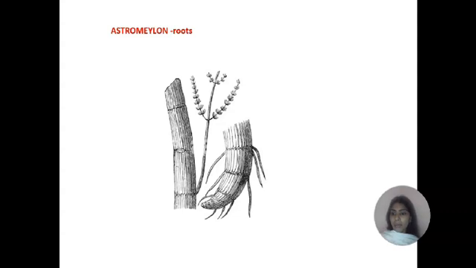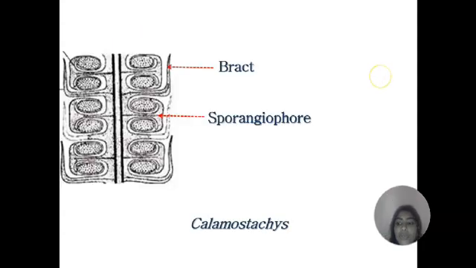The roots of Calamites were known as Astromyelon. The Astromyelon in anatomy exhibited an actinostele, with triarch or tetrarch xylem. Like the stem, the roots also exhibited secondary thickening with the formation of a little secondary xylem. There are two types of strobili included in the genus Calamites. First is Calamostachys and second is Paleostachys.